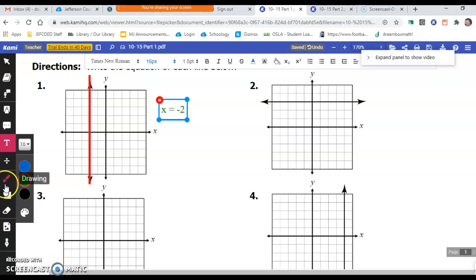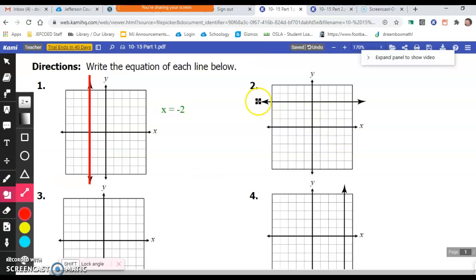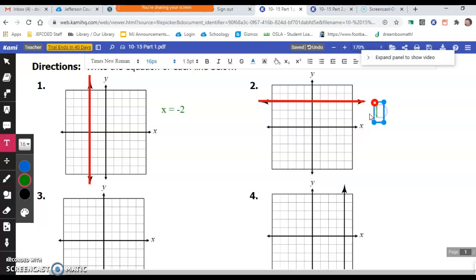All right. Number 2. This line right here, is it horizontal or vertical? Horizontal. Does it cross the x or y-axis? Y-axis. So that's going to be y equals, and where does it cross the y-axis? 3. Is that pretty simple?